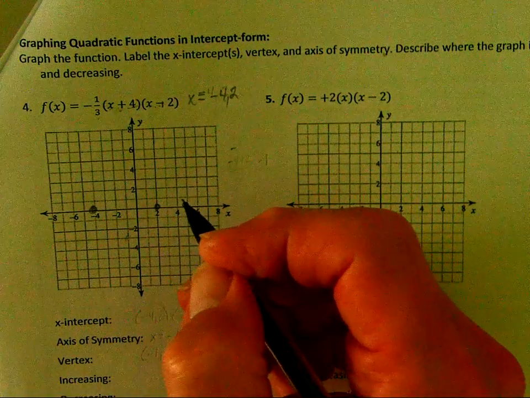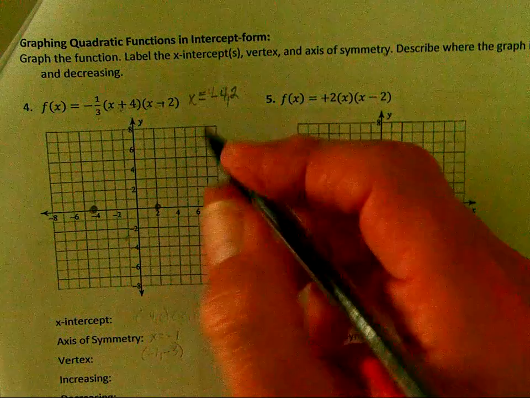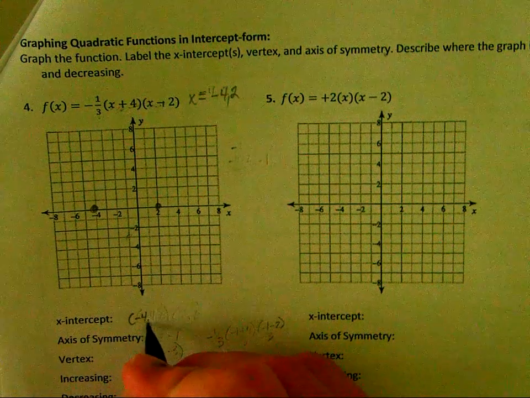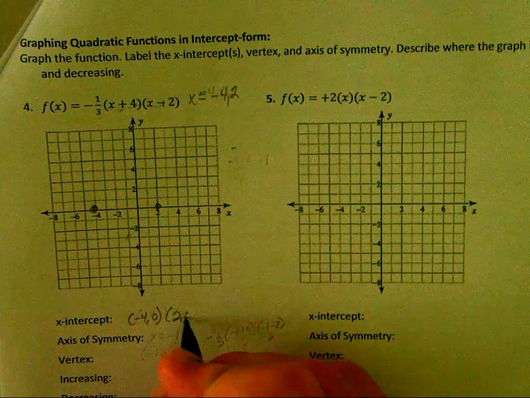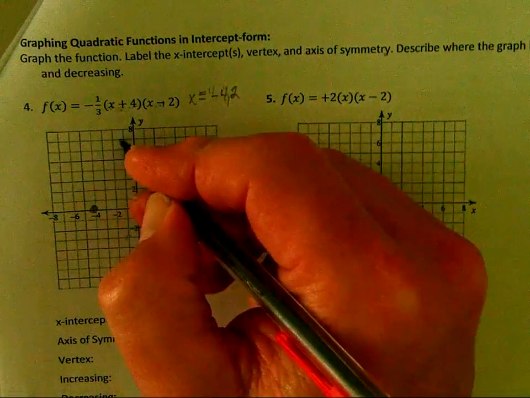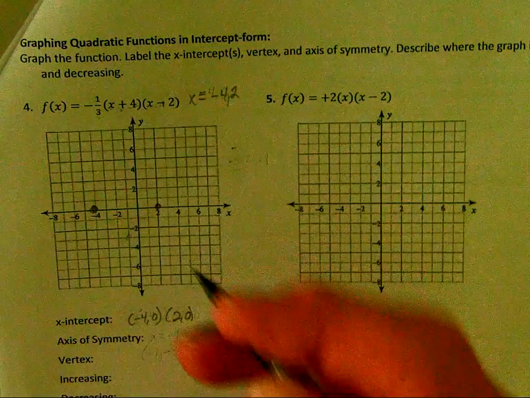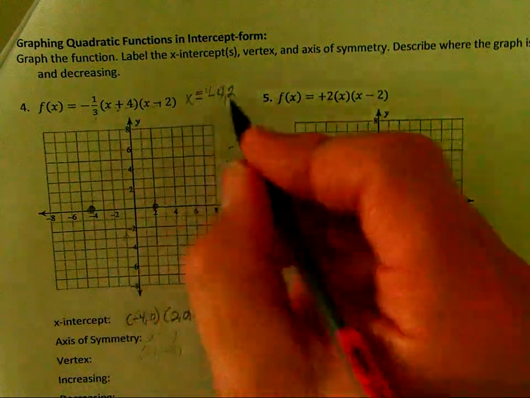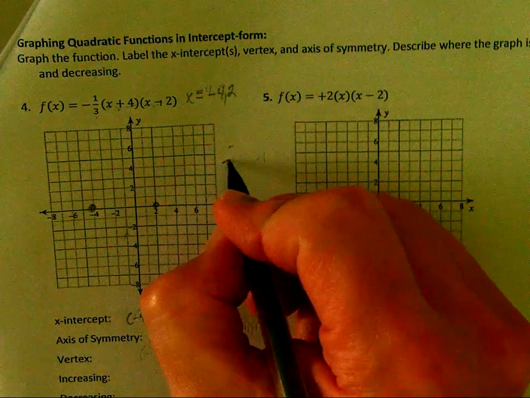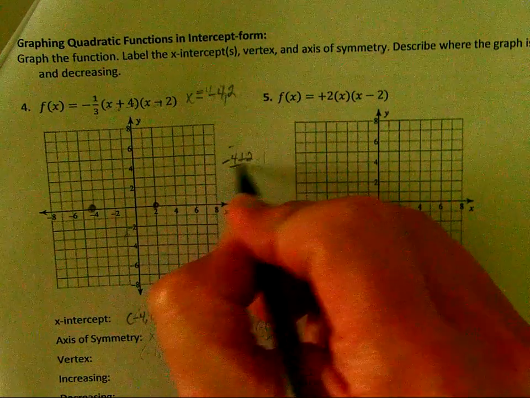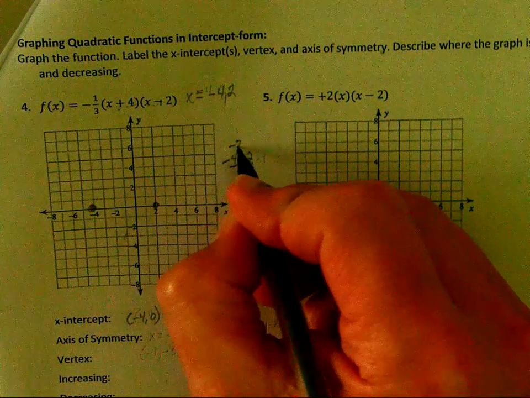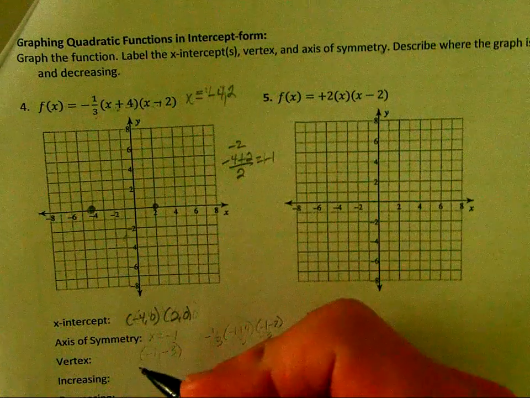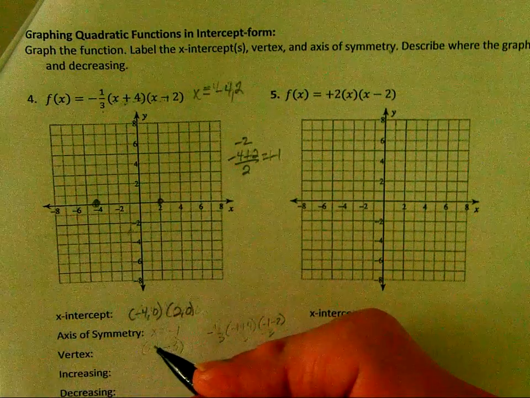Now, the axis of symmetry, just to put those points down, write them down here. So we have negative 4, 0, and 2, 0. Now the axis of symmetry has to run right down the middle of those because parabolas are symmetric. So to find out where that's at, we want to average those two x-intercepts. So we take negative 4 plus 2 divided by 2. Well, that's negative 2 divided by 2, which is negative 1. So our axis of symmetry here is at x equals negative 1.